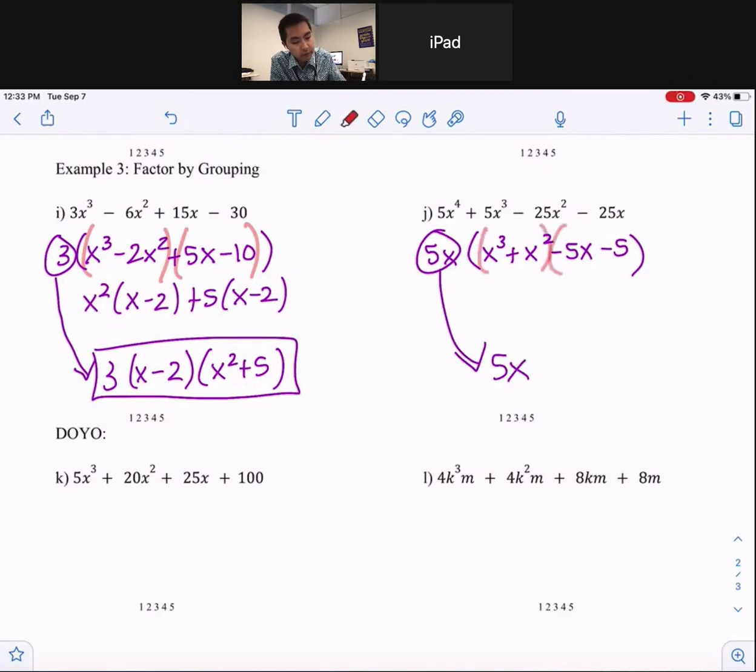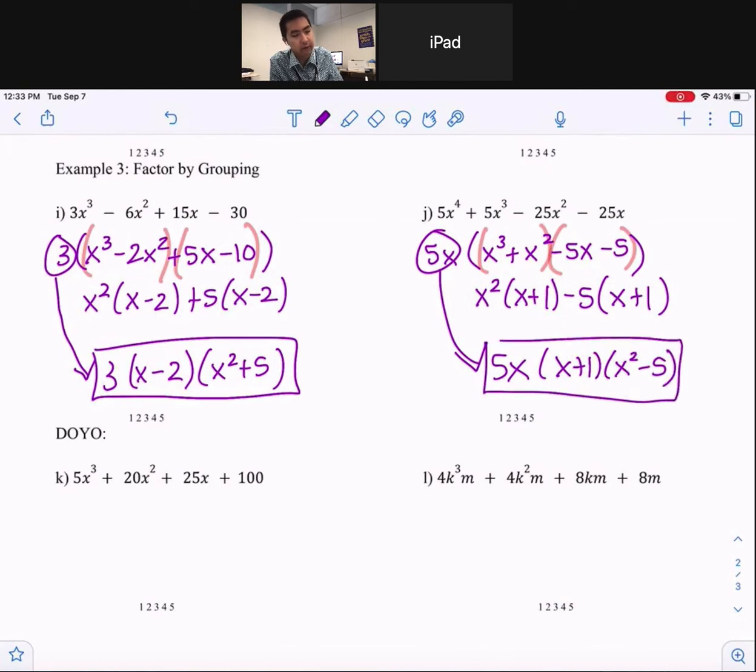Group, group. Factor out an x to the second from both to get x plus 1. Factor out a negative 5. Negative 5 divided by negative 5 is a positive x. Negative 5 divided by negative 5 is a positive 1. They both match, so we get x plus 1 times x squared minus 5.